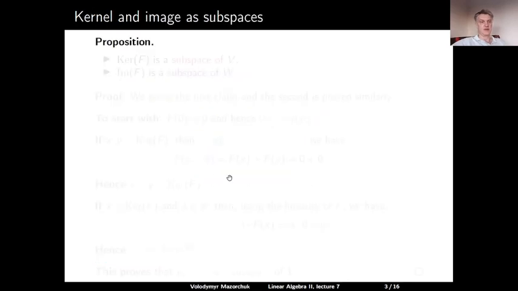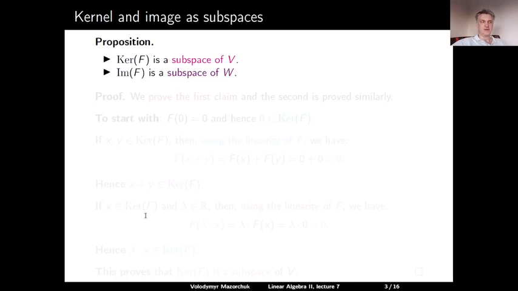The first observation about the kernel and the image is the following proposition. Claim 1, the kernel of F is a subspace of V. So we know by definition that the kernel of F is a subset of V, and we claim that even more is true, namely that the kernel is a subspace of V. Similarly, by definition, the image of F is a subset of W. And now claim 2 is that the image of F is actually a subspace of W. So we will prove the first claim, and the second claim is proved similarly.